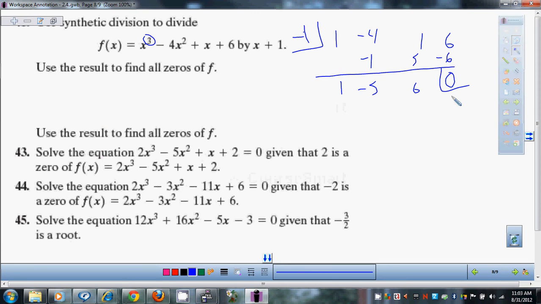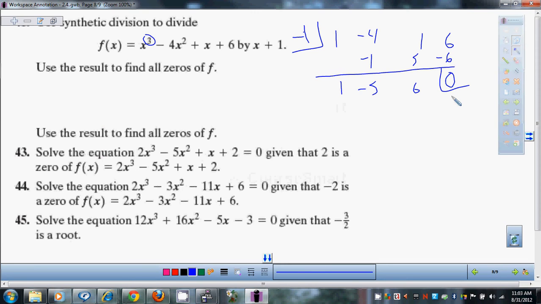If you ever get something other than 0, you've either done it wrong or that's not a root of the function. Yes. No, it's -1 because it's x plus 1. It's always what makes that 0.